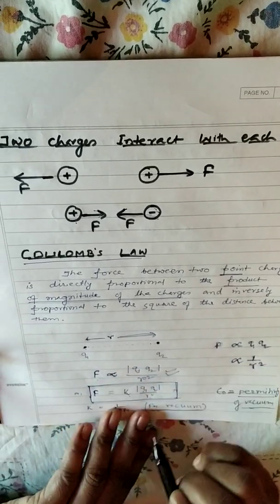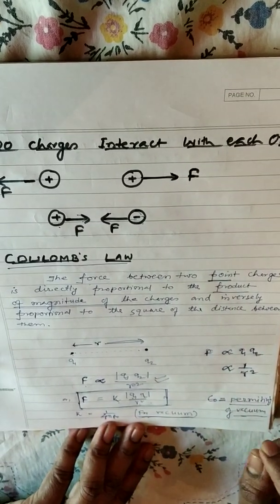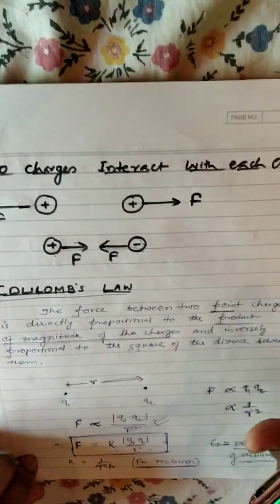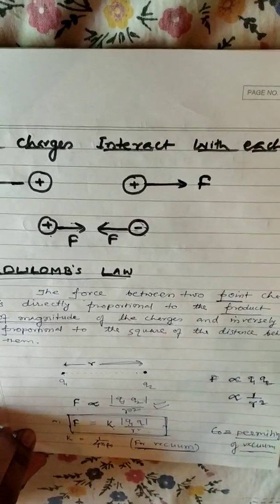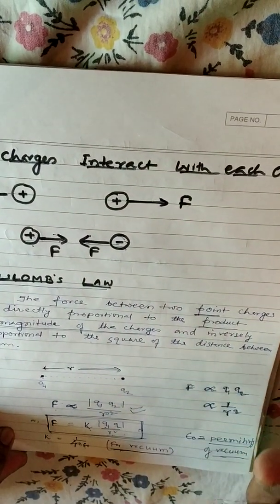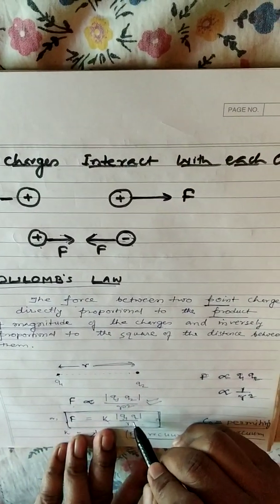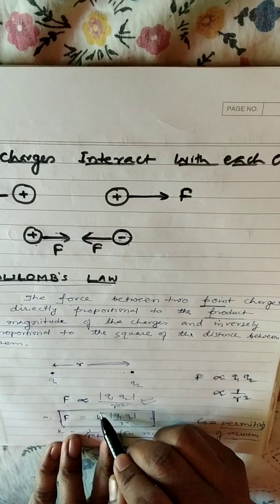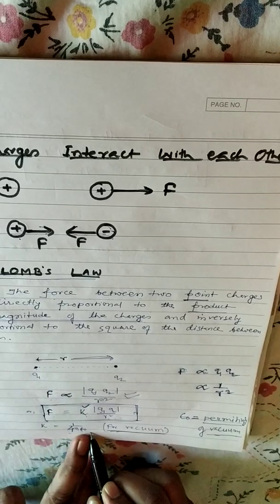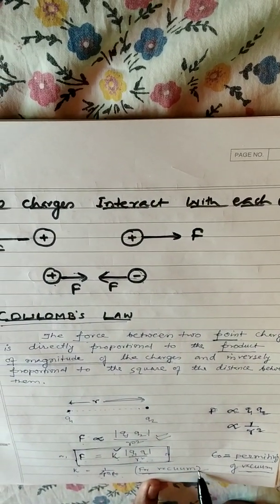This is the magnitude of force, and this is the magnitude of the product of q1 and q2. When we are talking about the magnitude, no need to consider the sign. Negative sign, positive sign, no problem. Now, therefore you can write F equal to K q1 q2 by r square. What is K? K is the proportionality constant, and K is given by 1 by 4 pi epsilon naught for vacuum.